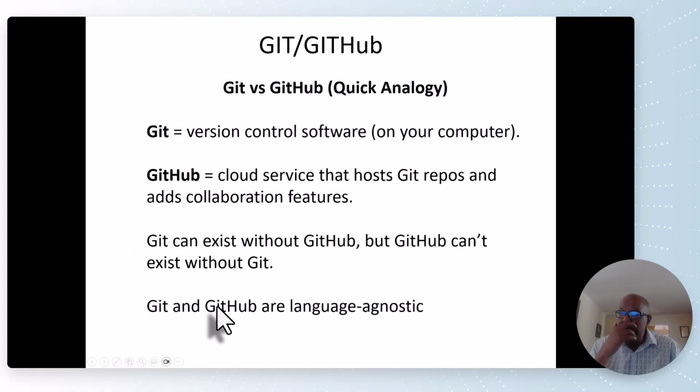Okay, version control. This is more addressed to Git. Git is a version control software that you can use on your computer. GitHub is the cloud service that hosts the Git programs and adds collaboration features. Git can exist without GitHub, but GitHub can't exist without Git. Git and GitHub are language agnostic, which means Git doesn't care whether it's a C++ program or a Java program or JavaScript. It can keep track of the versions and what changes are made. So it's not dependent on the language that you're using.